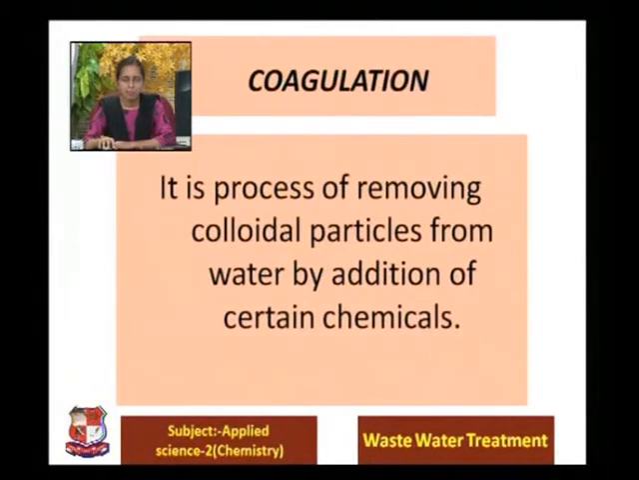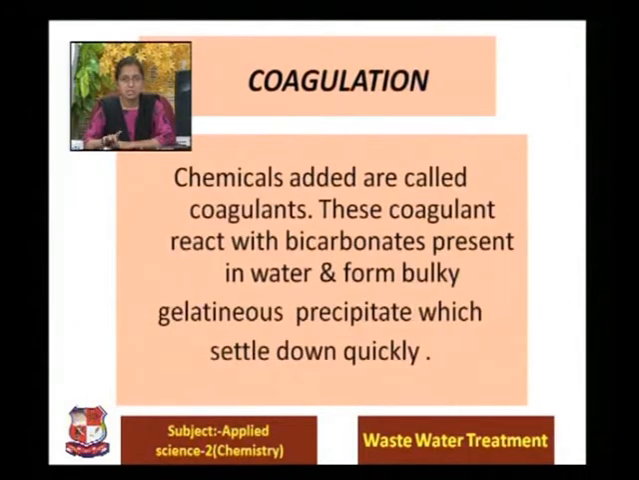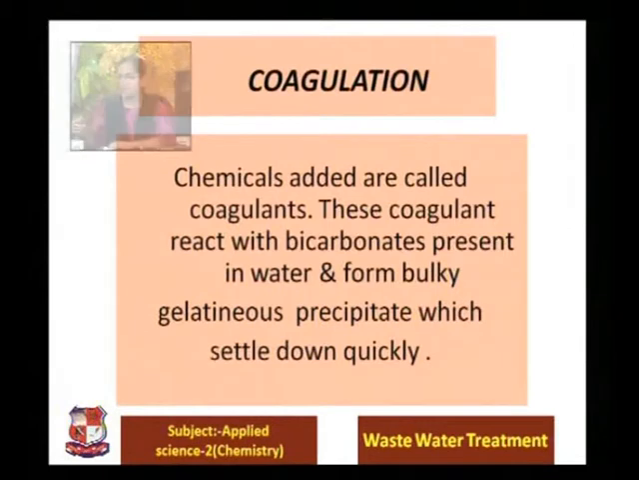Clear? So what happens when you are adding these chemicals? Let us try to understand it. Chemicals added are called coagulants. These coagulants react with bicarbonates present in water and form bulky gelatinous precipitate which settles down quickly. So what is going to happen? Let us try to understand in the diagram.